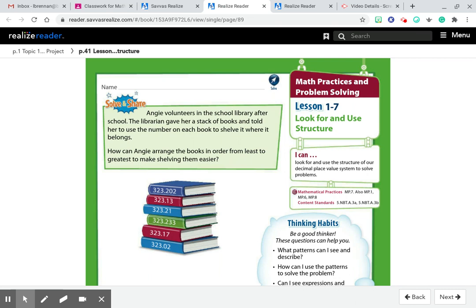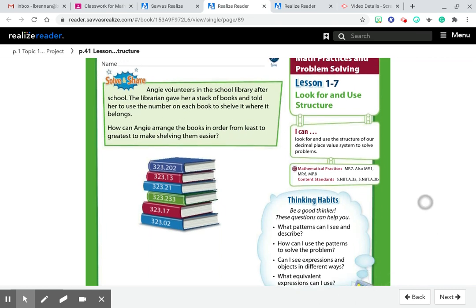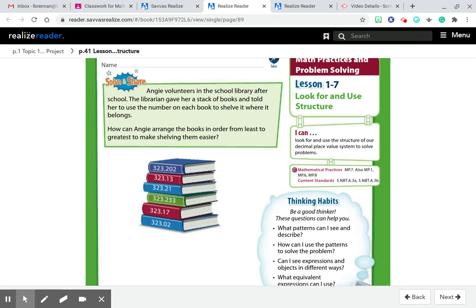They sort the books first by the greatest place value so they can get them into the different sections, and then within the sections they sort them into more detail. So this is a real world problem, and my daughter's a librarian and she uses this all the time. When Mr. Hokinson shelves his books, he uses the same process.